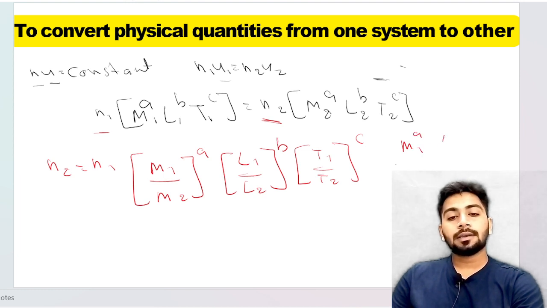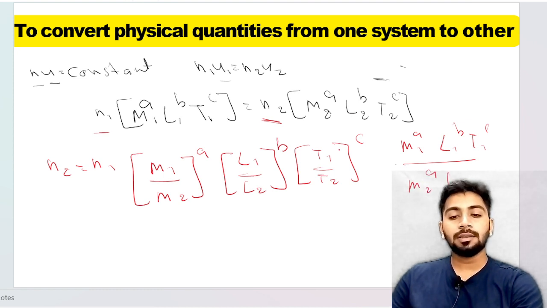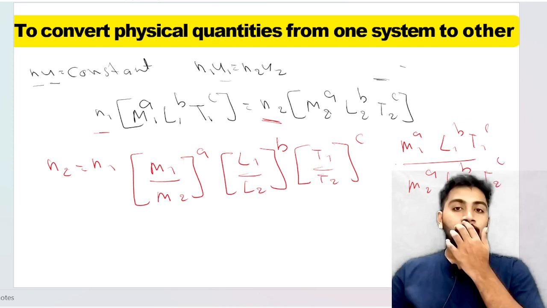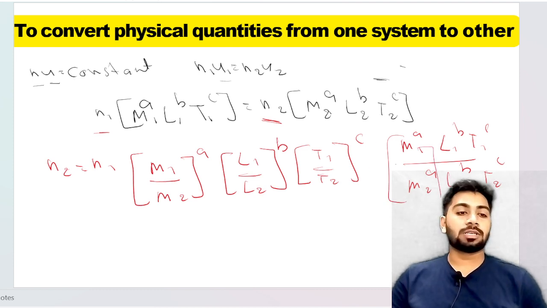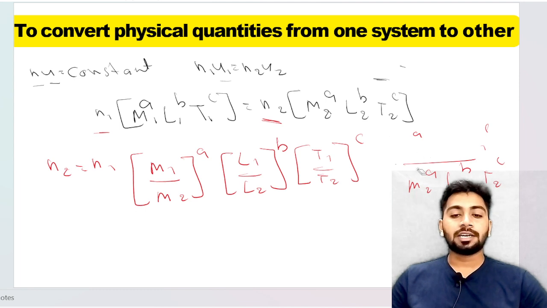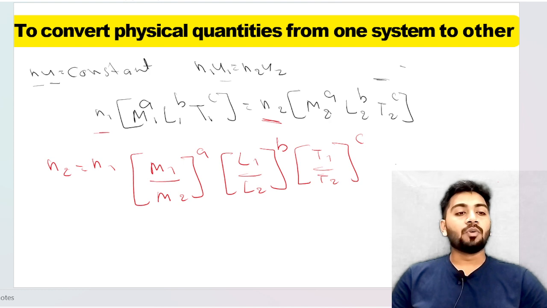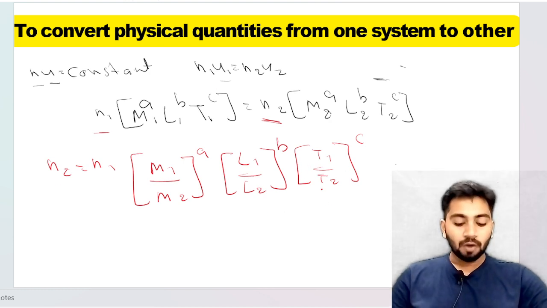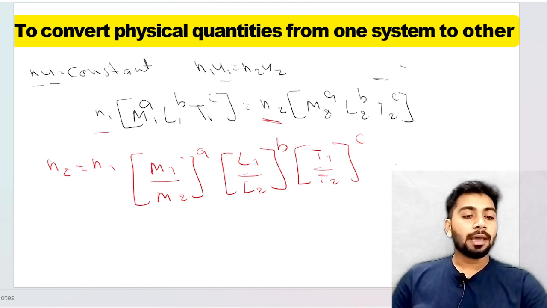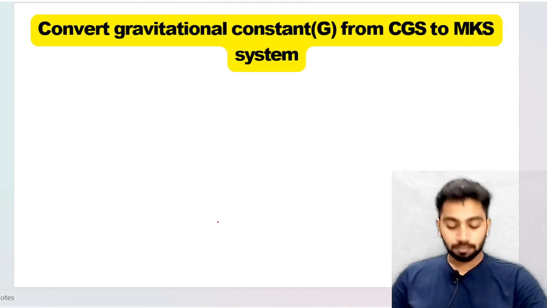What I did is I just sent this one to that side. It comes like this. Now I am removing these commons, M common, T common, and writing its powers. That's it. It is your final answer. This is the formula you need to convert from one system to another system. You will use this formula. How will you use this formula? Let us see by one example.